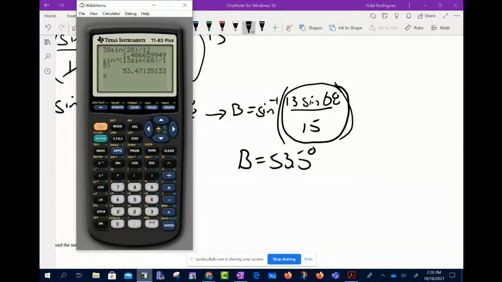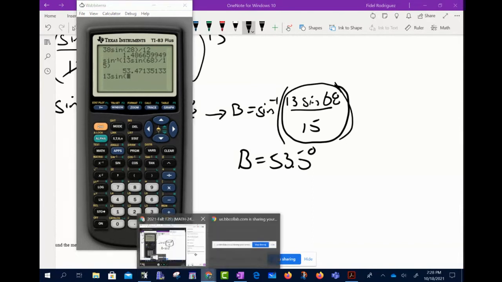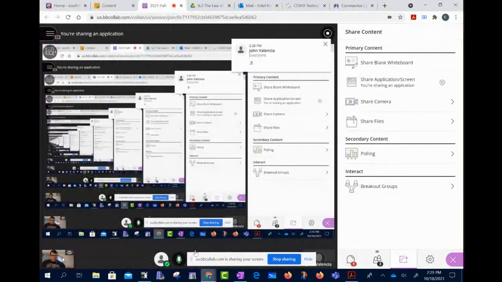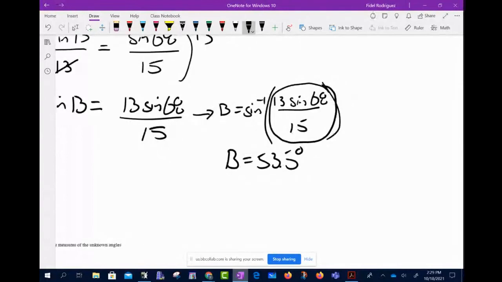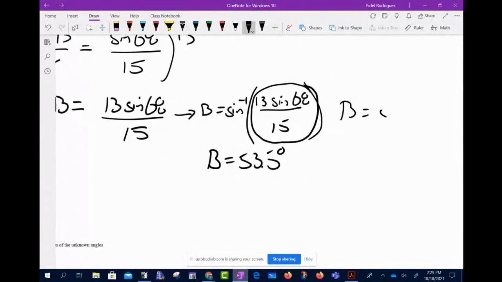What's 13 sine of... I heard something in the chat. Let me stop sharing that for a second. Okay, John, oh, 0.8. You were just telling me the answer. Thank you, John, I appreciate that. So you came up with 0.8, right? So where was I? Right here. B equals the sine inverse of roughly 0.8.